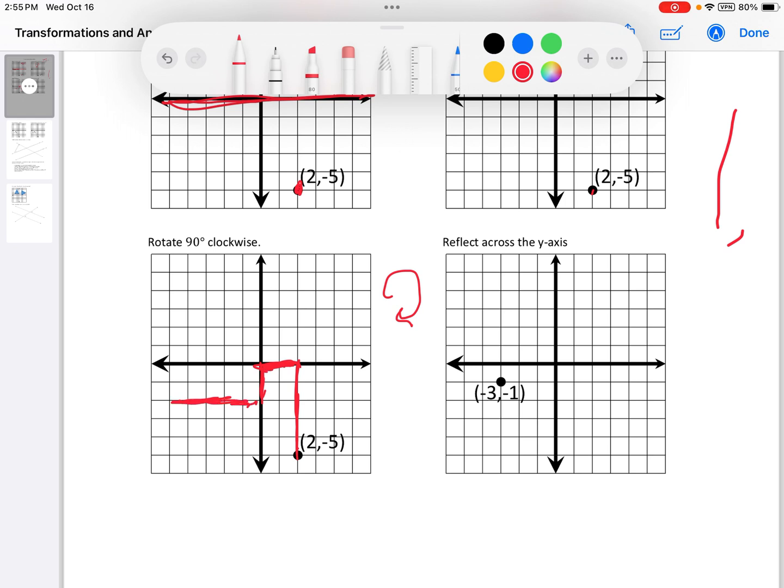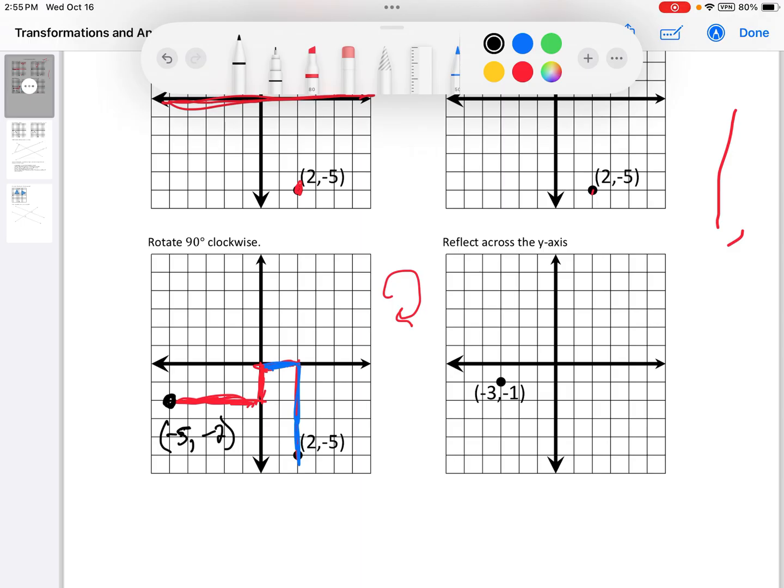So this, I should change colors. This becomes this. And the point goes right there. Rotate 90 degrees clockwise. And those coordinates are -5 because it's 5 to the left, and -2 because it's 2 down. Notice the way that the x and the y trade places. Whenever you're rotating 90 degrees, the x and the y are going to trade places.